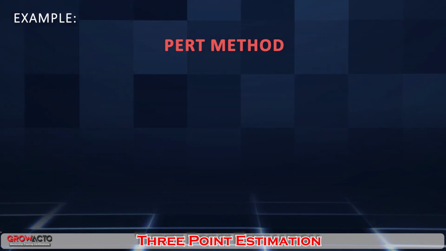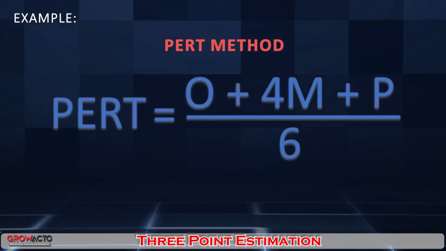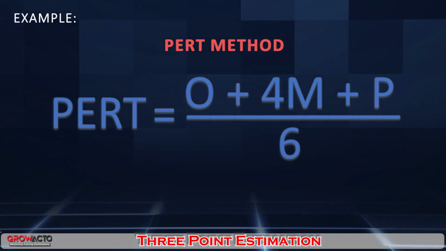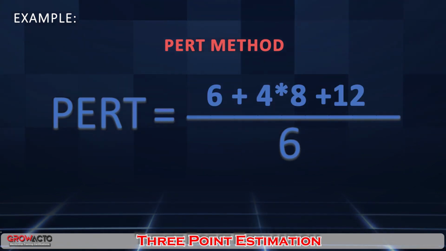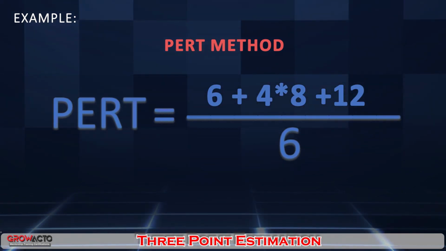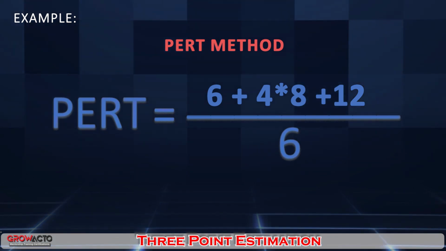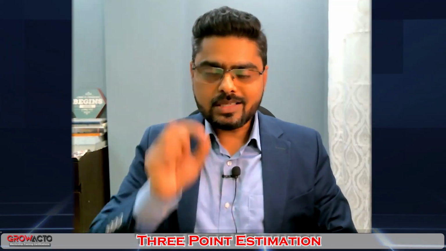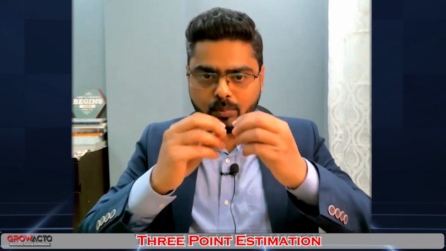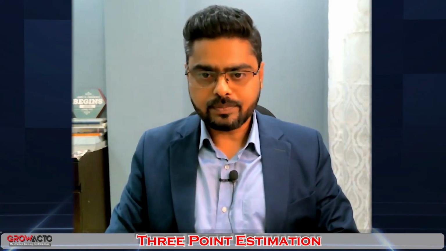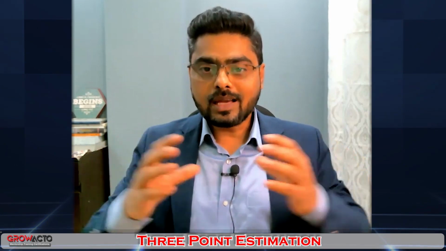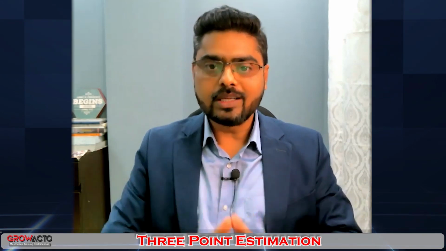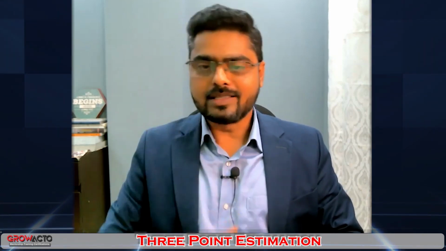So the formula for PERT is optimistic plus 4 times most likely plus pessimistic, divided by 6. If you place the values of optimistic 6 weeks, most likely 8 weeks, and pessimistic 12 weeks, it will become 10 weeks. Now, what is this result? This 10-week result is showing a possible range of outcomes. It means a project manager can plan accordingly, and he can make decisions accordingly, considering the risk and challenges in his project.